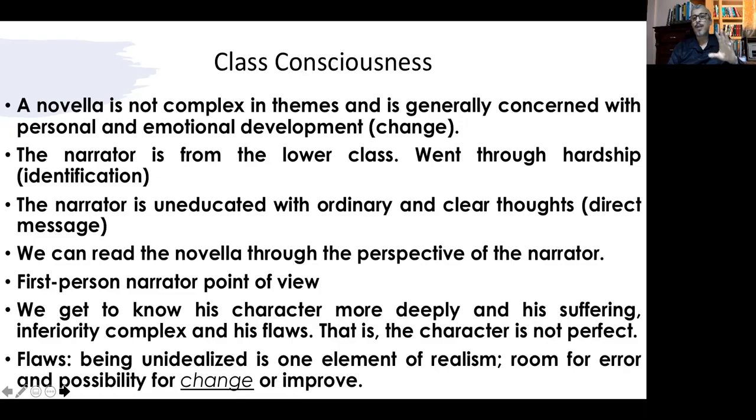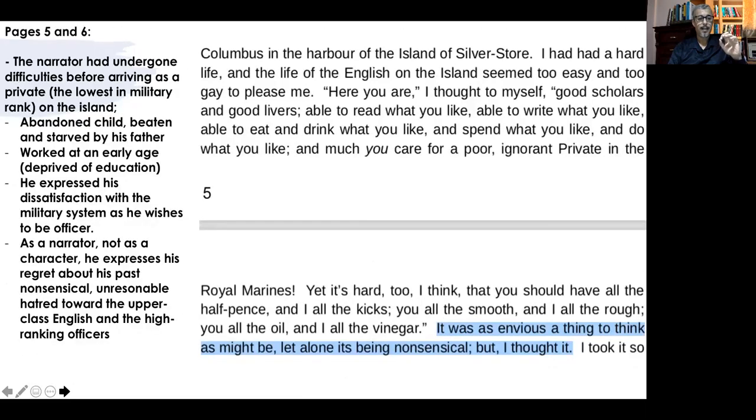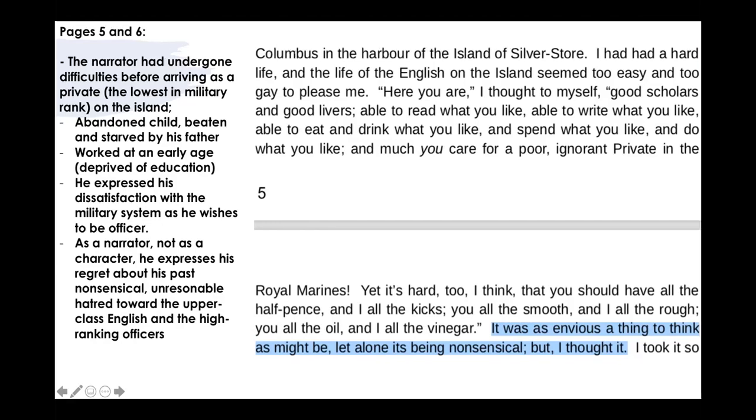for the character to improve. All right. Now, since there is that possibility for change, we will go through some passages in the novella that speak about it. Some passages are key passages, and they will help us with the general understanding of the novella. So, ladies and gentlemen, now let's go to it.